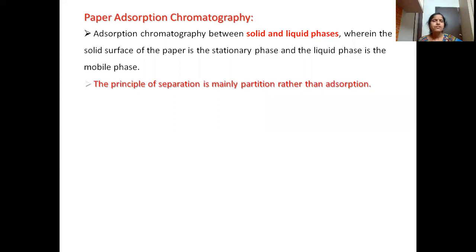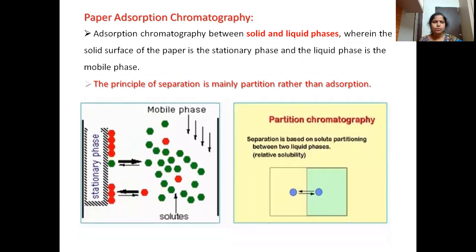Actually, whenever we talk about the principle involved, mainly it is partition rather than adsorption, because the water which is held in the pores of the Whatman filter paper is acting as the stationary phase. Now you can see in this diagram how the solutes or the components are being distributed. In this diagram, this is the stationary phase. This is the sample or solutes, where we have different colors in it, red as well as green color.